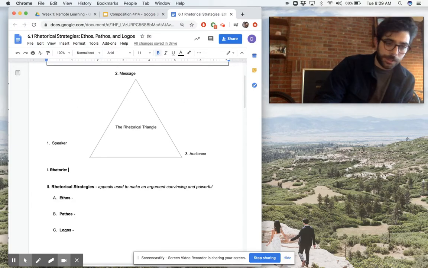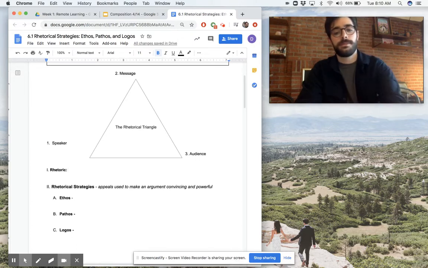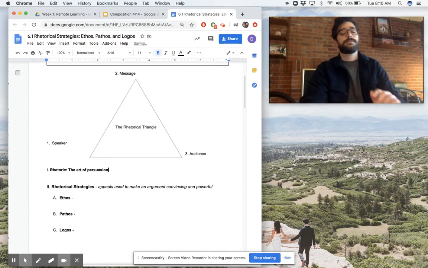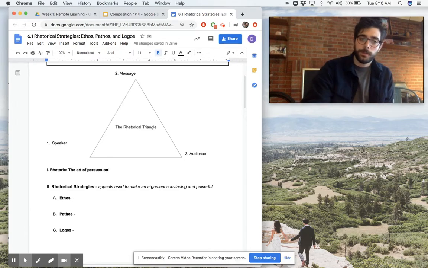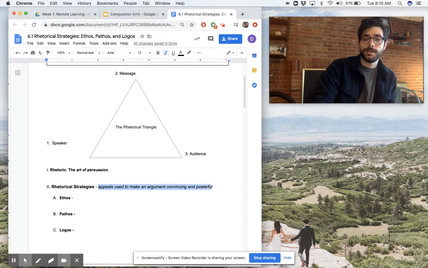So today we're going to introduce some new terms. Rhetoric is the first term we're going to introduce. You may be familiar with it, maybe it's new, but rhetoric, the art of persuasion. When you completed your Do Now activity today, and you talked about a time that you won an argument, you probably relied on some form of rhetoric. And in fact, there are 3 main rhetorical strategies that we're going to be exploring today as an introduction to this topic. And these rhetorical strategies are simply appeals used to make an argument convincing or powerful.